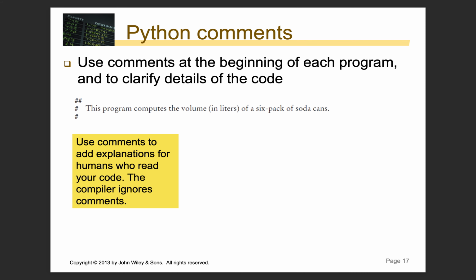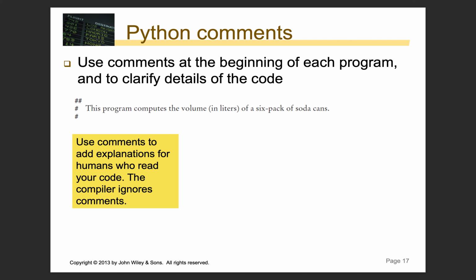In our very first Python program, we started our program with a hash symbol. That indicates the start of a comment. People like using comments. It makes it easier for humans to understand the code, not computers. So typically we advise that you use comments at the beginning of each program to clarify the details of the code, what the program is being used for. The comments are really useful for humans who read the code. The compiler is going to ignore comments, so the comments that you write will have no effect on the compiler.